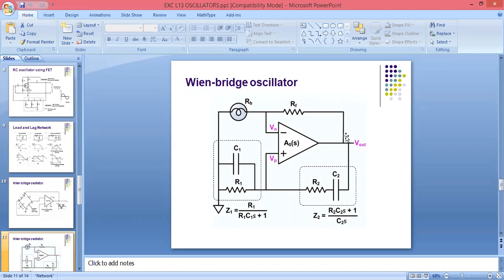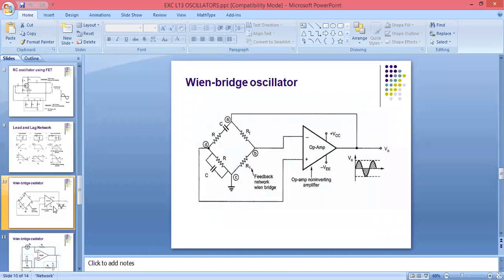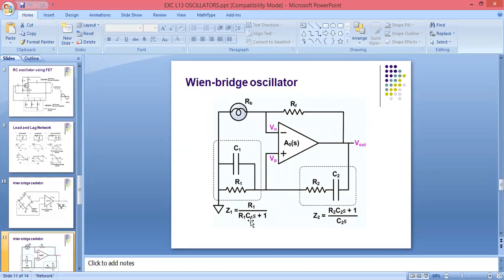We can change it, and this is the value of resistance which will be in series with the capacitor. And one resistor was parallel with the capacitor, the same circuit diagram. And if you calculate their impedance, that will be Z1 equal to R1 upon R1 C1 S plus 1. This is the capacitor's value. And again, if you are calculating for the Z2, this is nothing but the impedance of that RC network. That will be R2 C2 plus 1 upon C2.